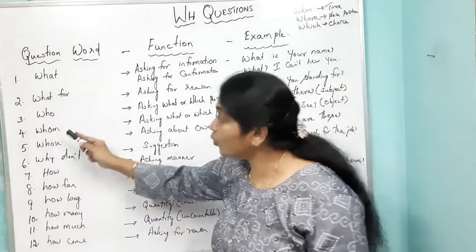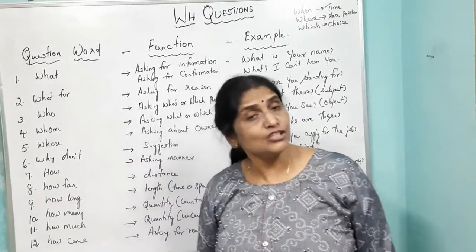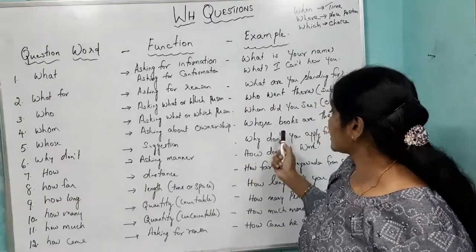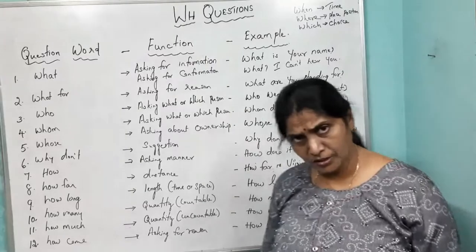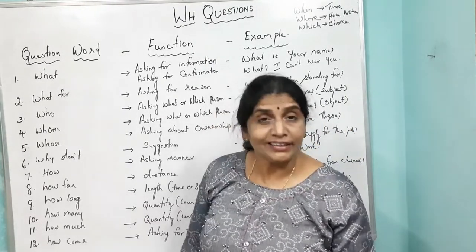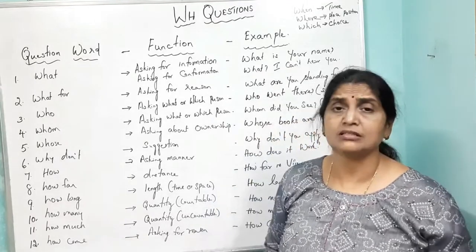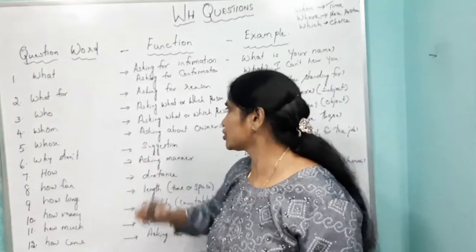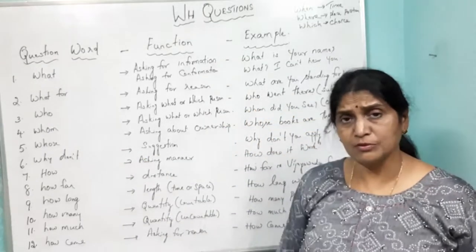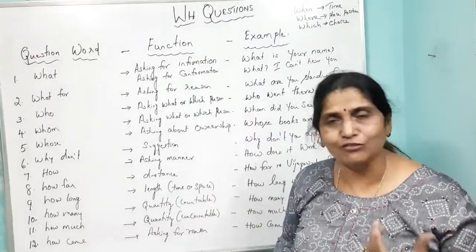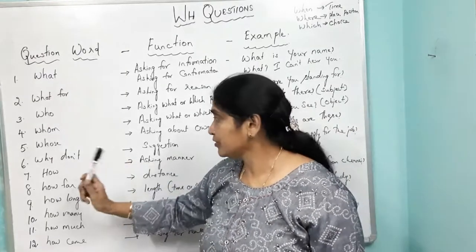That is what. Whom, I told you, is in the object position. So you can ask like whom did you see? Whom did you marry? Okay, engineer, instead of asking what's your husband, whom did you marry? So that's it. Then whose is asking about the ownership. Whose pen is this? Whose book is this? Whose college is this? Whose cell phone is this? Whose ownership.